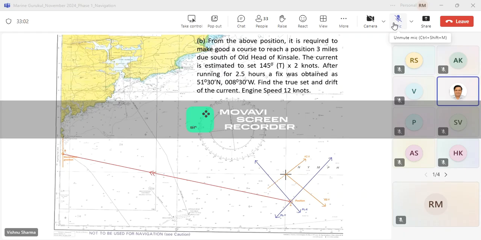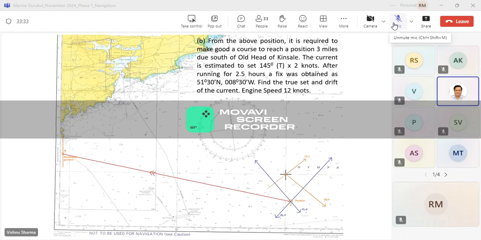So to get the course that you need to steer, what will you do with the current? You will allow the current or counteract the current? Counteract. So in the rough, just think, where will you apply the current? How will you counteract? Where will you draw the current? At A, right? And do we have any specific requirement of the duration of the triangle, 2.5 hours?